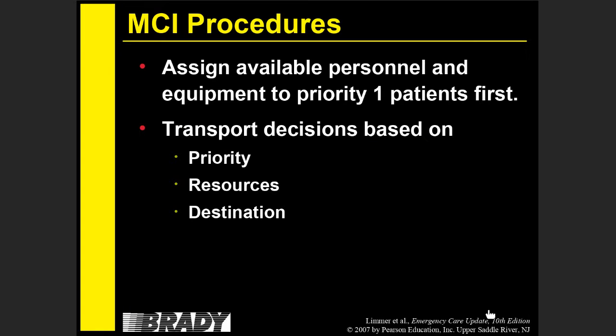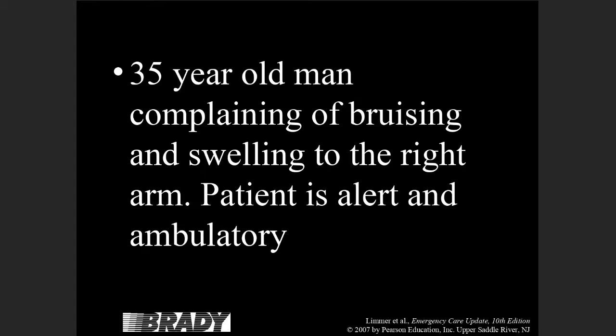So let's go over a few examples of how this works. You have a 35-year-old man complaining of bruising and swelling to the right arm. Patient is alert and ambulatory. What priority is he? Or do you need to reassess?